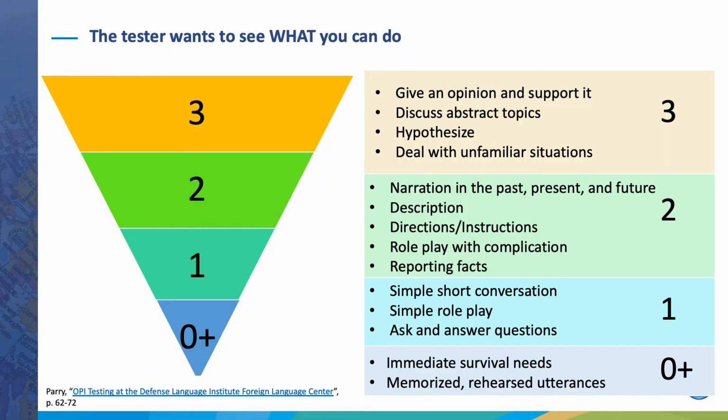So, the first thing the tester wants to see is what you can do in the target language, and they're looking for your functional ability. Each ILR level has expectations of different linguistic functions. So in order to be at a certain ILR level, you have to be able to complete all of the linguistic functions within that level. So when the tester is completing the level checks and level probes, they are checking and probing for each of these linguistic functions.